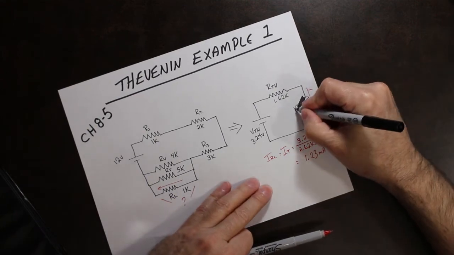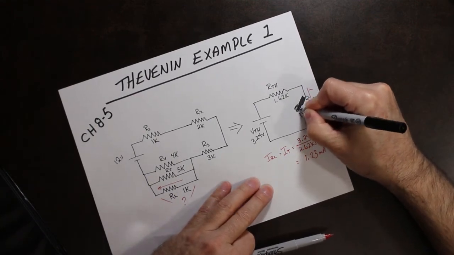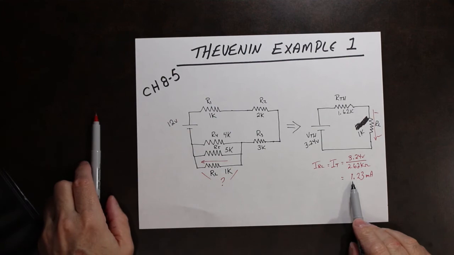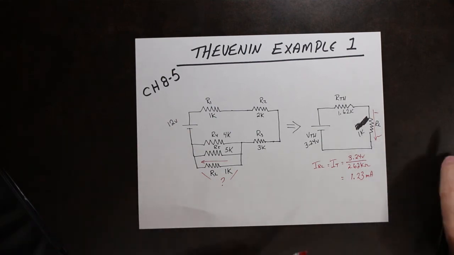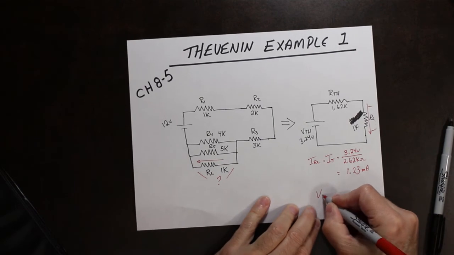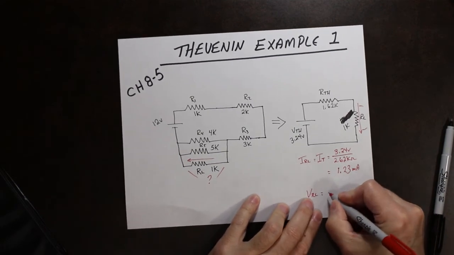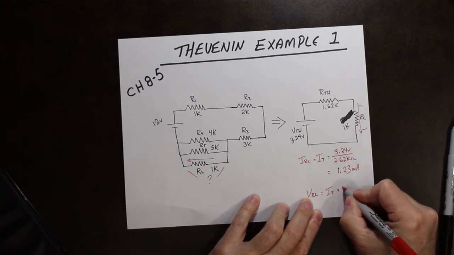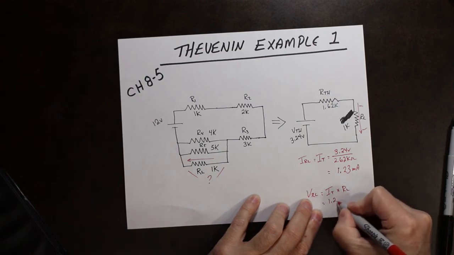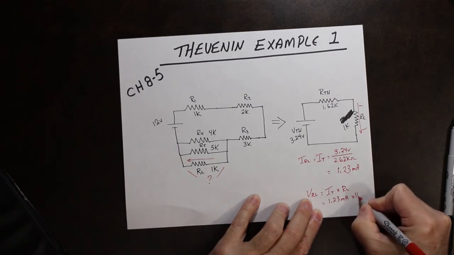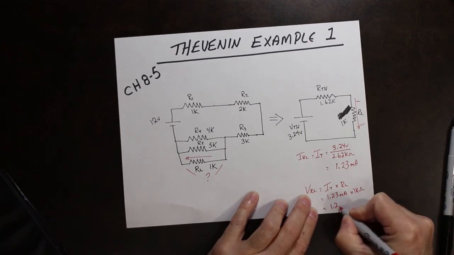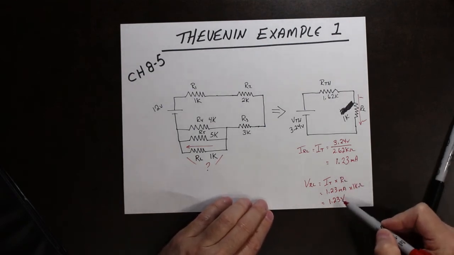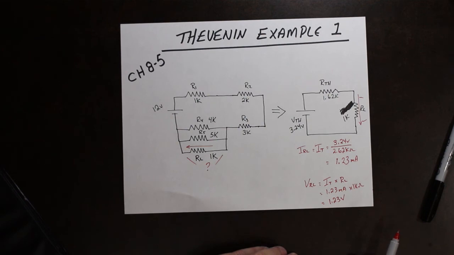So again, this is our load resistor, that's 1K. If we took 1.23 milliamps multiplied by 1K, the voltage across RL is the current going through it. So in this case it's I total times 1K, that's RL. So that's 1.23 milliamps times 1 kilohm. The voltage is 1.23 volts. So the current going through there is 1.23 milliamps. The voltage drop across is 1.23 volts.